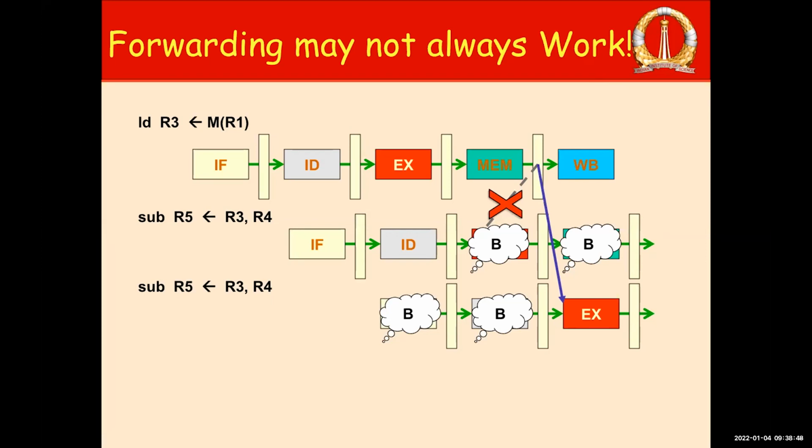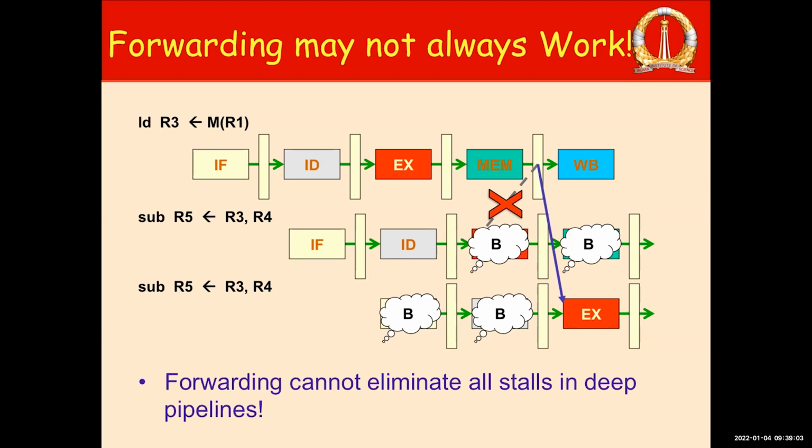This also holds for other instructions or operations which take multiple cycles to execute, or multiple cycles in the EX stage to complete. They will require some stall cycles, even if you have pipeline forwarding. So that's essentially what it says. Forwarding cannot eliminate all stalls, particularly in deep pipelines, where the EX takes multiple stages. If EX takes, for example, 3 stages, then you can only forward after 2 instructions.